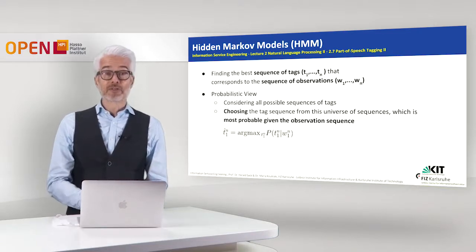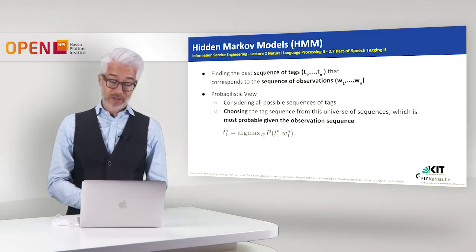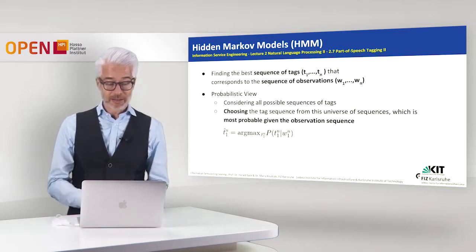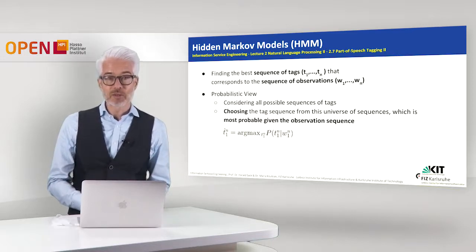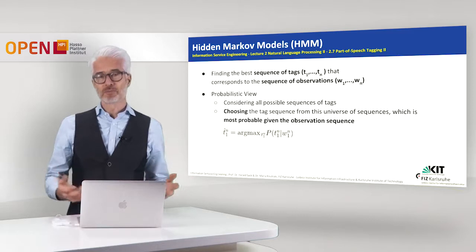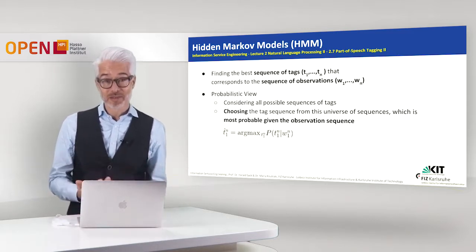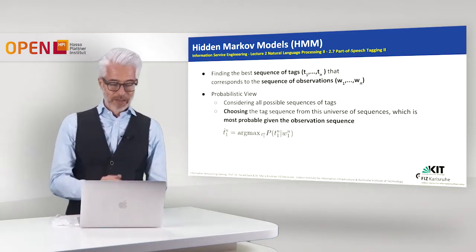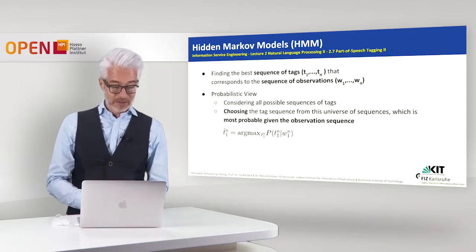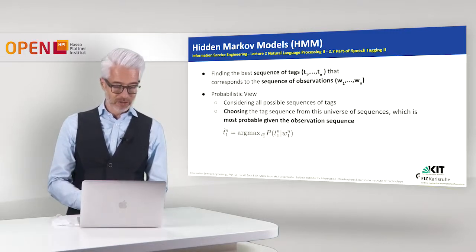So now we have to take our probabilistic glasses and look at it from a probabilistic or stochastic angle. What we do is we try to choose the tag sequence from this entire universe of possible tag sequences which is most probable given the observation sequence. So in formal letters, it's written in the way you are looking for a tag sequence. This is here T with a hat from 1 to n.